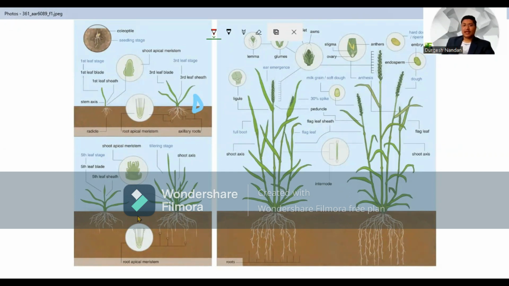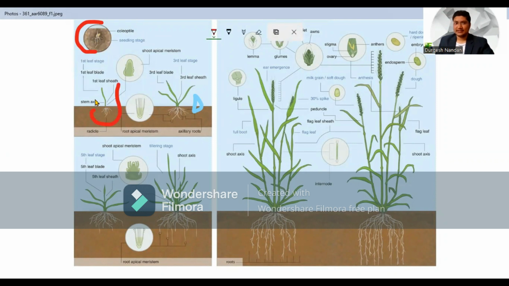The stages are given in order. In the first stage, only one seed is germinating, and the coleoptile has germinated, which is the first emergence from the seed. After that, in the second phase, the stem axis comes and the first roots come. Then the first leaf sheath is there.